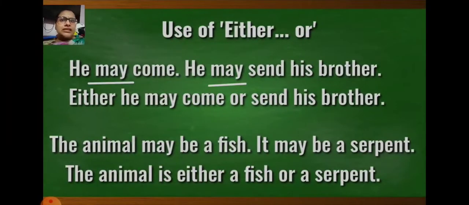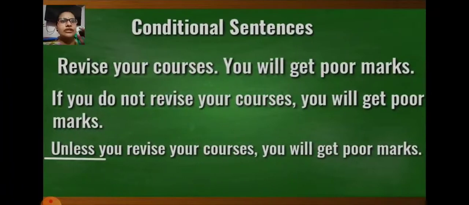Let's move forward. In the same way, we are going to learn either and or. Let's see: he may come, he may send his brother. Now may gives you an idea that it may be possible in this way or it may be possible in that way. So what are you supposed to use in that case? Either and or. Either he may come or send his brother. Or see another example: the animal may be a fish, it may be a serpent. So what will you make? The animal is either a fish or a serpent. Very good. Hope you have understood the concept of either and or.